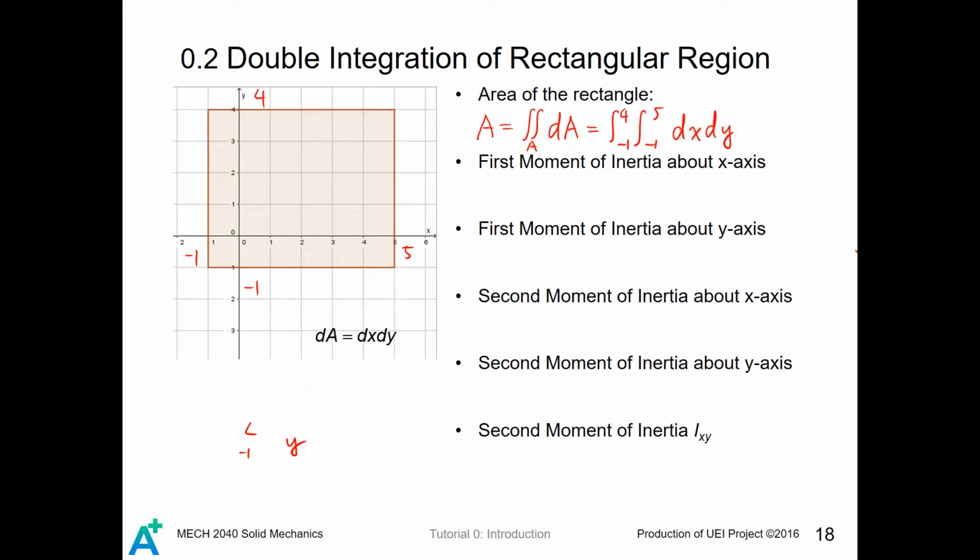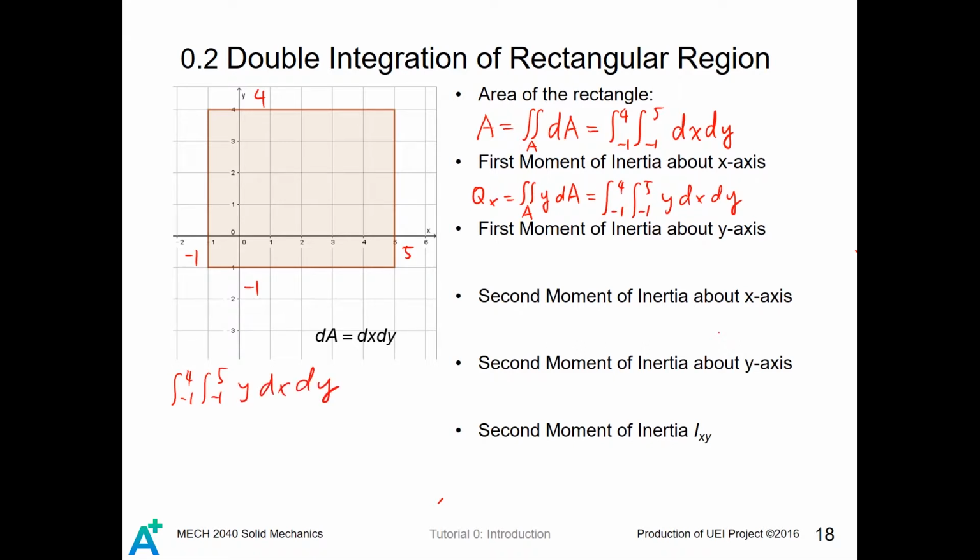Next, let's try to find the first moment of inertia about the x-axis, that is Qx equals the double integral over the entire area of y dA, which equals the integral from -1 to 4, integral from -1 to 5, of y dx dy. How to do this double integral? -1 to 4, -1 to 5, y dx dy.